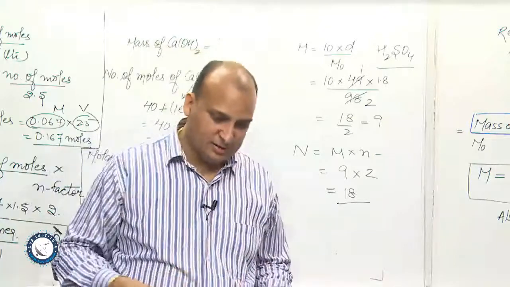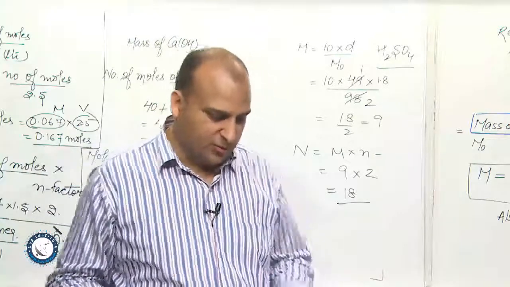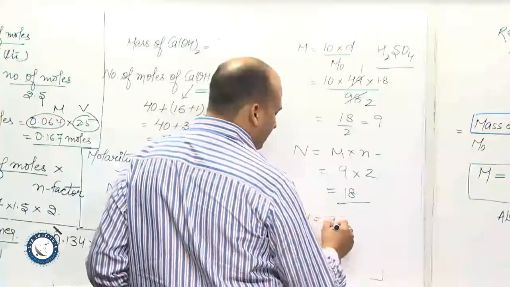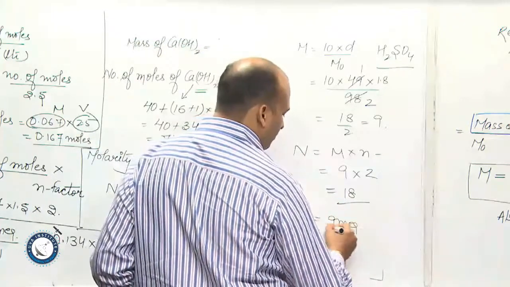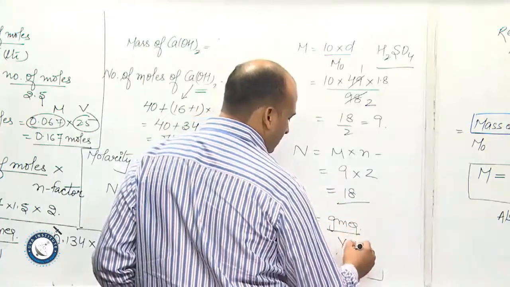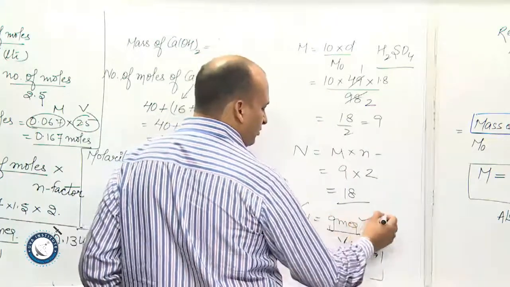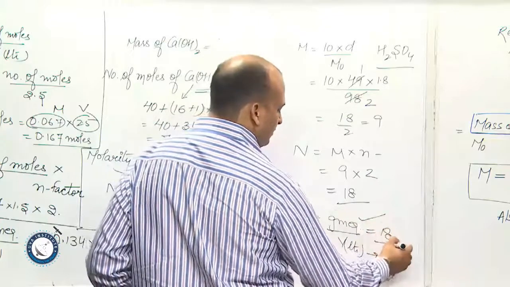Tell me. Also calculate the number of gram equivalents. If the normality is 18, normality is gram equivalent upon volume in liter. Since the volume is given to be 1 liter, normality is equal to gram equivalent, which is equal to 18.